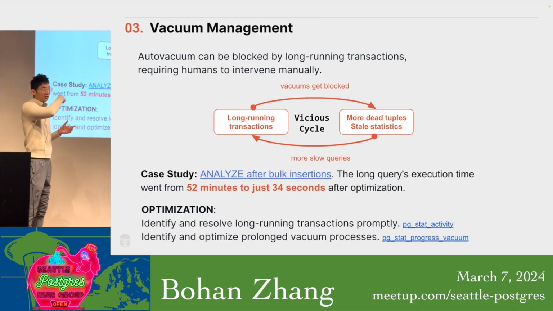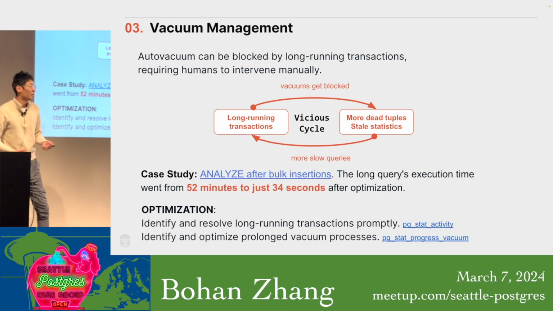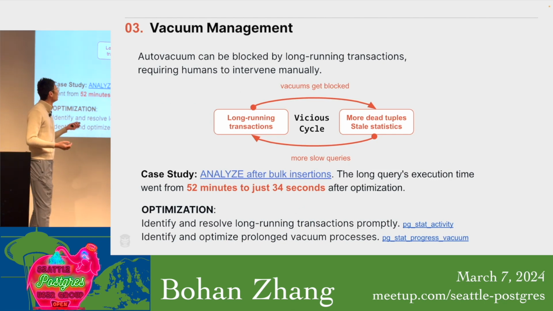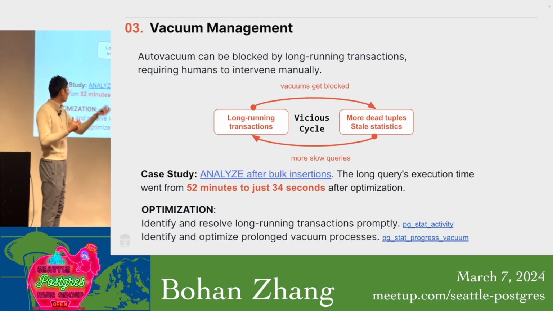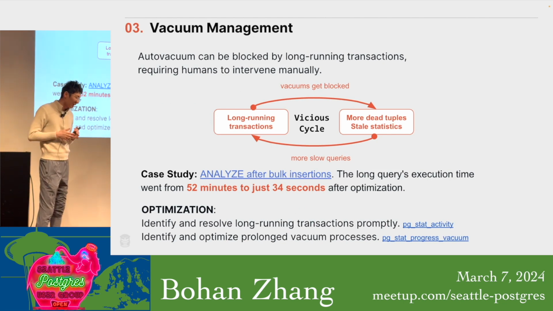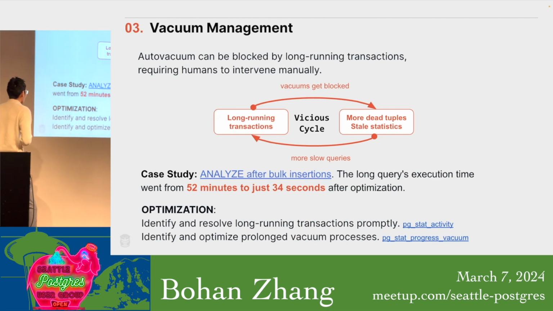So this is a vicious cycle that makes your database slower. You have long-running transactions that block the autovacuum, and then you have more dead tuples, and then it introduces more slow queries. So your database will get slower and slower.